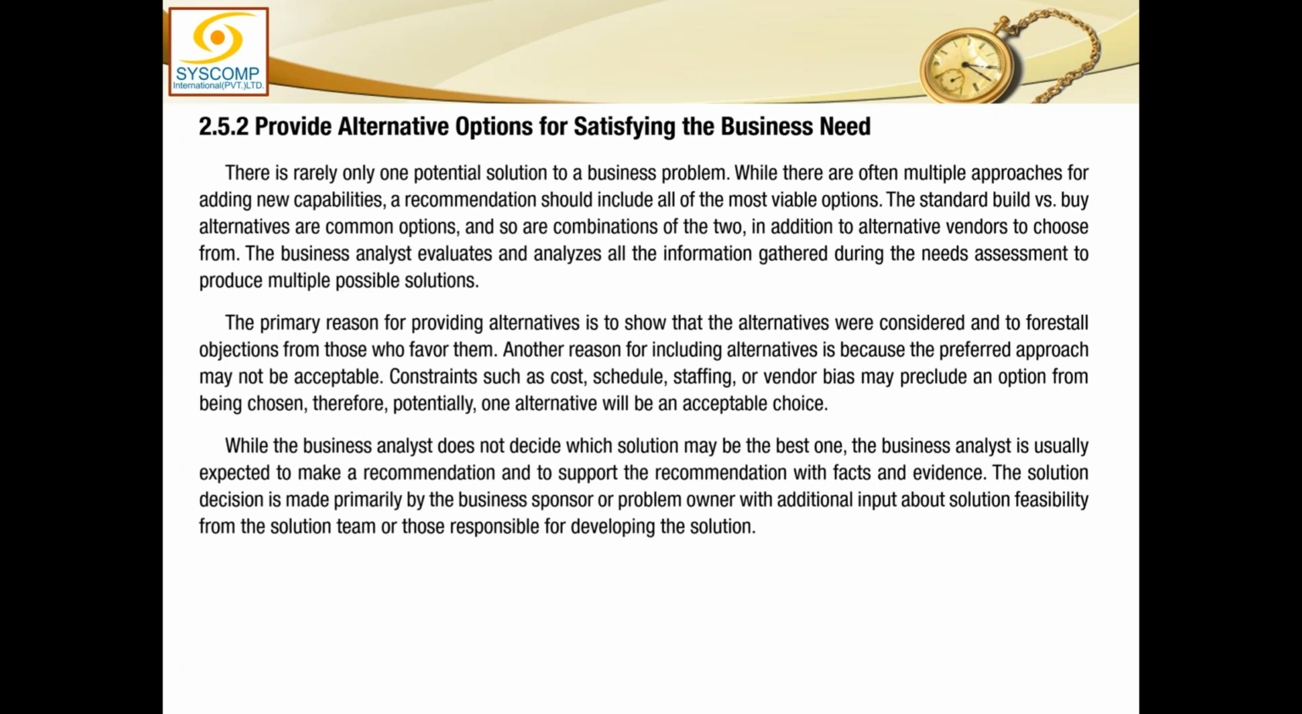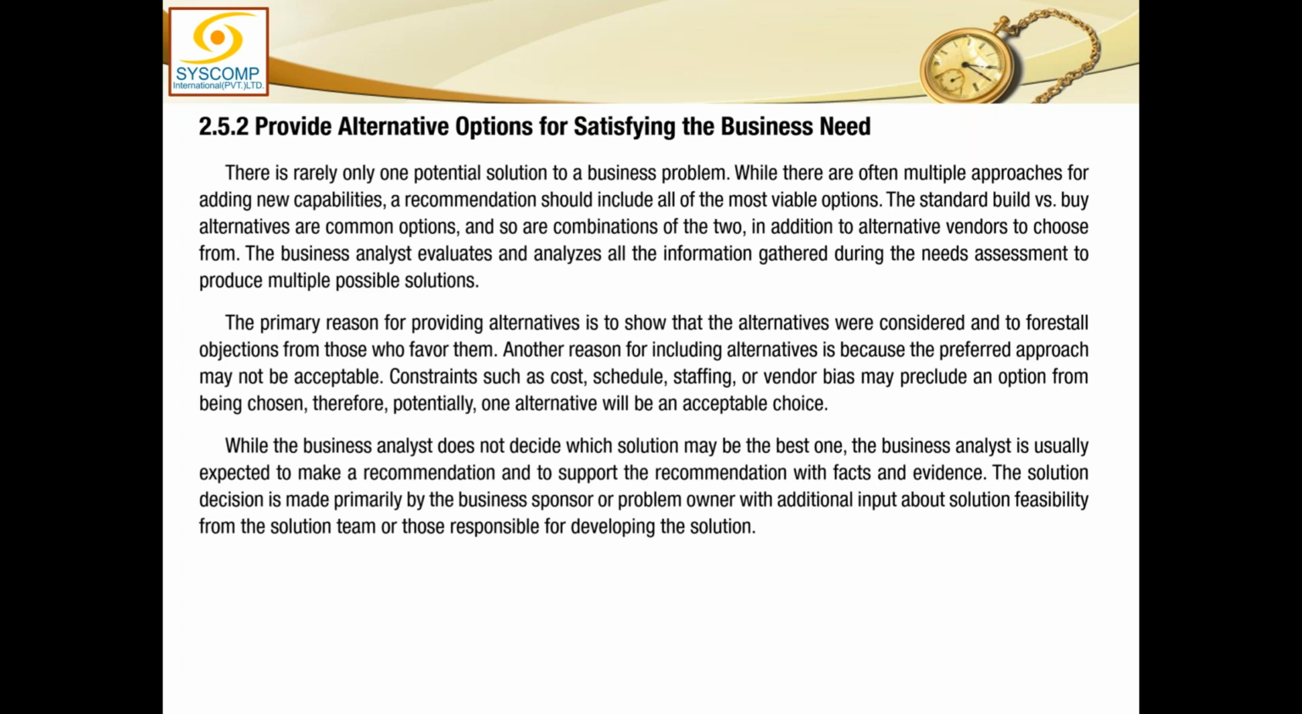The primary reason for providing alternatives is to show that the alternatives were considered and to forestall objections from those who favor them. Another reason for including alternatives is because the preferred approach may not be acceptable. That's why we are suggesting more than one option. Because whatever we are recommending, that may not be chosen, that may not be approved. So if that is not approved, the person approving it may have a look at other options and may select another option which we had not recommended as such, but your approver likes it.